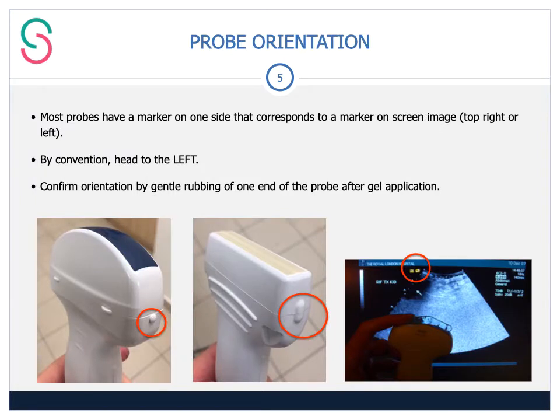Probe orientation is very important, and you'll notice that on your machine the probes will have some form of marking on one side, which corresponds to a marker on the screen. Typically, as I said before, in thoracic ultrasound, we say cranial or head to the left and feet or caudal to the right. So you need to orient the probe so that the probe marker on the screen corresponds to the probe marker on the probe.